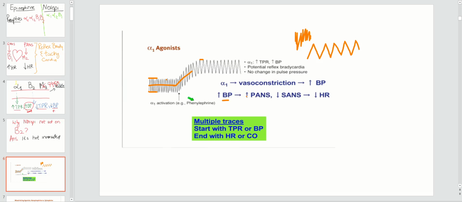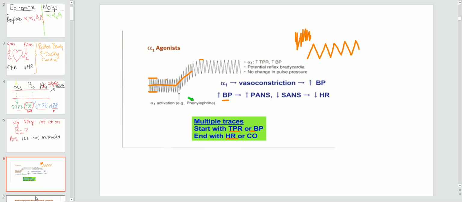So the 2-3 things you have to remember, if they give you these kinds of tracings, is that you have to start with the total peripheral resistance and the blood pressure, and you have to end on the heart rate. If BP is increased, heart rate will go down. If BP is decreased, heart rate will go up. So this is how you can remember, and these tracings are showing this.